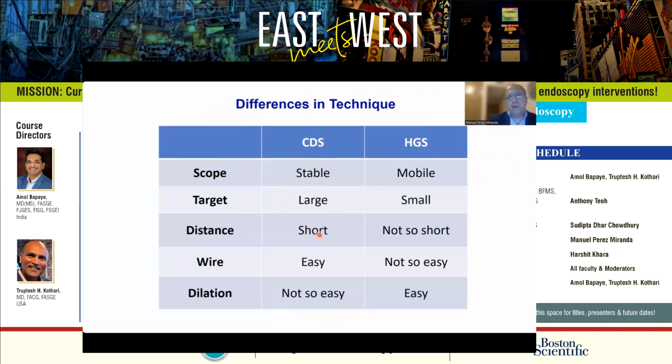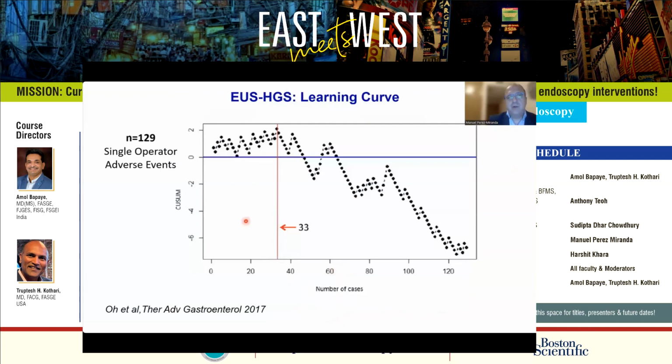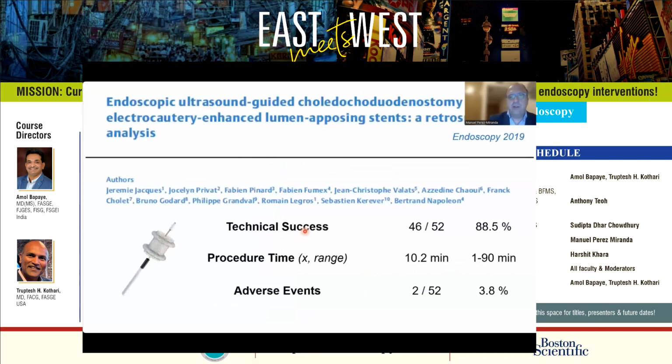So for choledochoduodenostomy, the scope is in a stable, long-route, stable position. The common bile duct is larger than the intrahepatics, and the distance from the transducer is shorter. Wire manipulation is easier, and the only step that is easier with hepaticogastrostomy is puncture tract dilation, but this can be overcome with the latest generation devices. So in keeping with those facts, the learning curve for hepaticogastrostomy is above 30 procedures for operators already proficient in interventional procedures.